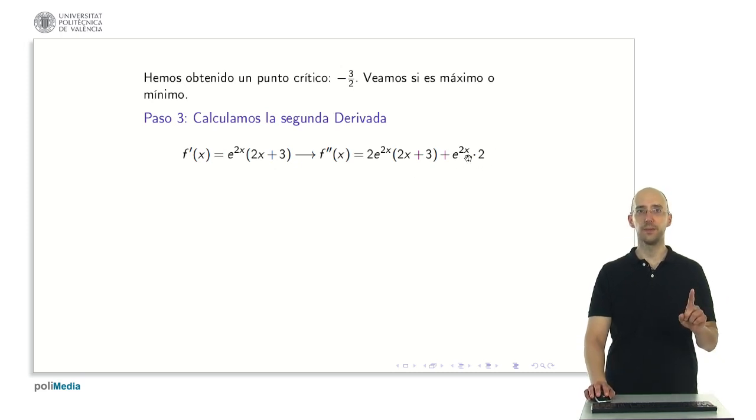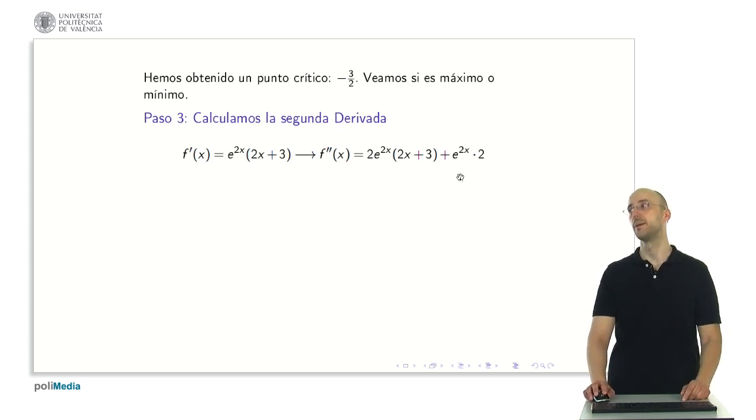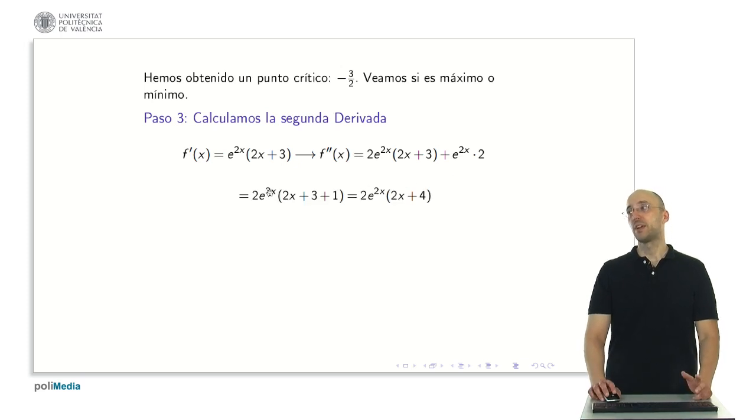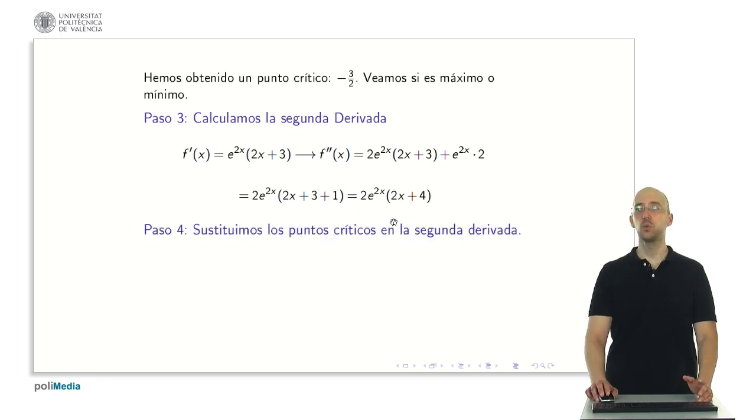It's important to note that this 2 doesn't come from the derivative of 2x, but from the derivative of the second component, which is 2x plus 3, and is equal to 2. We can extract the common factor of 2 multiplied by e raised to 2x. This leaves us with 2x plus 3 plus 1, which simplifies to 2x plus 4. This is the second derivative. What's the next step? Let's substitute the critical point we found into this derivative.